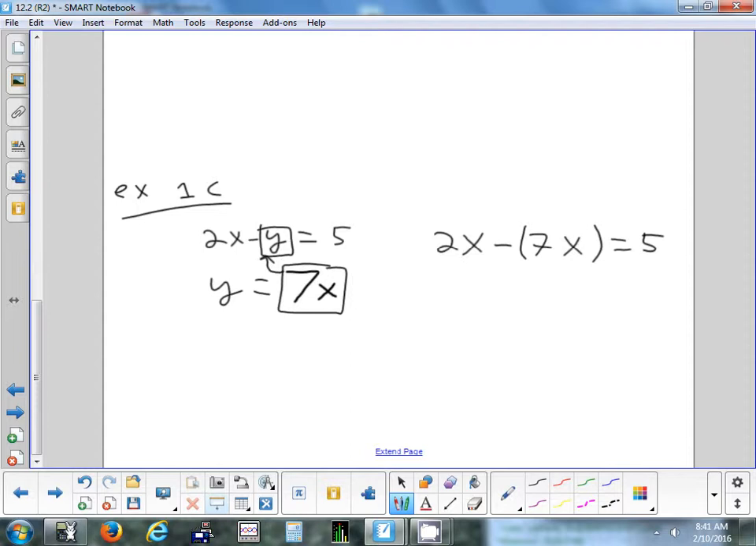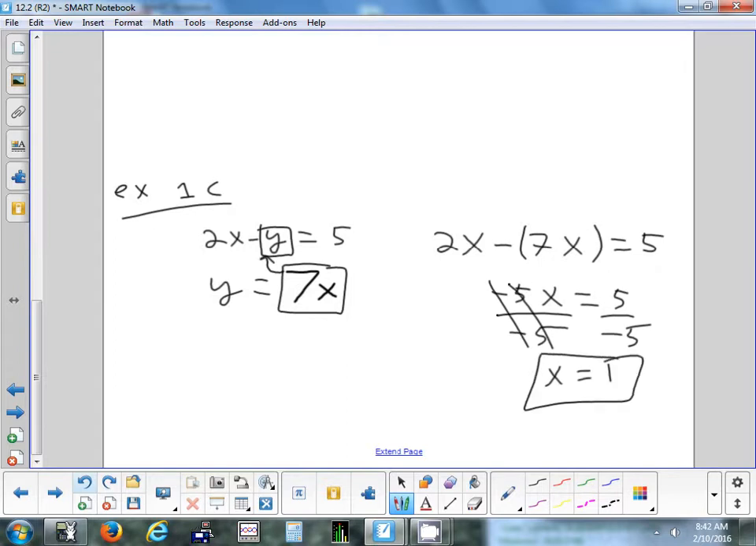In this case, I don't have a distributive property, but let's say I was plugging in 7 plus x. Now I'd have a distributive property, okay? But we're not going to do that on this one. All right, so 2x minus 7x. Yep, negative 5x. I think this is almost similar to what we just did on the last one. So we get x equals negative 1.